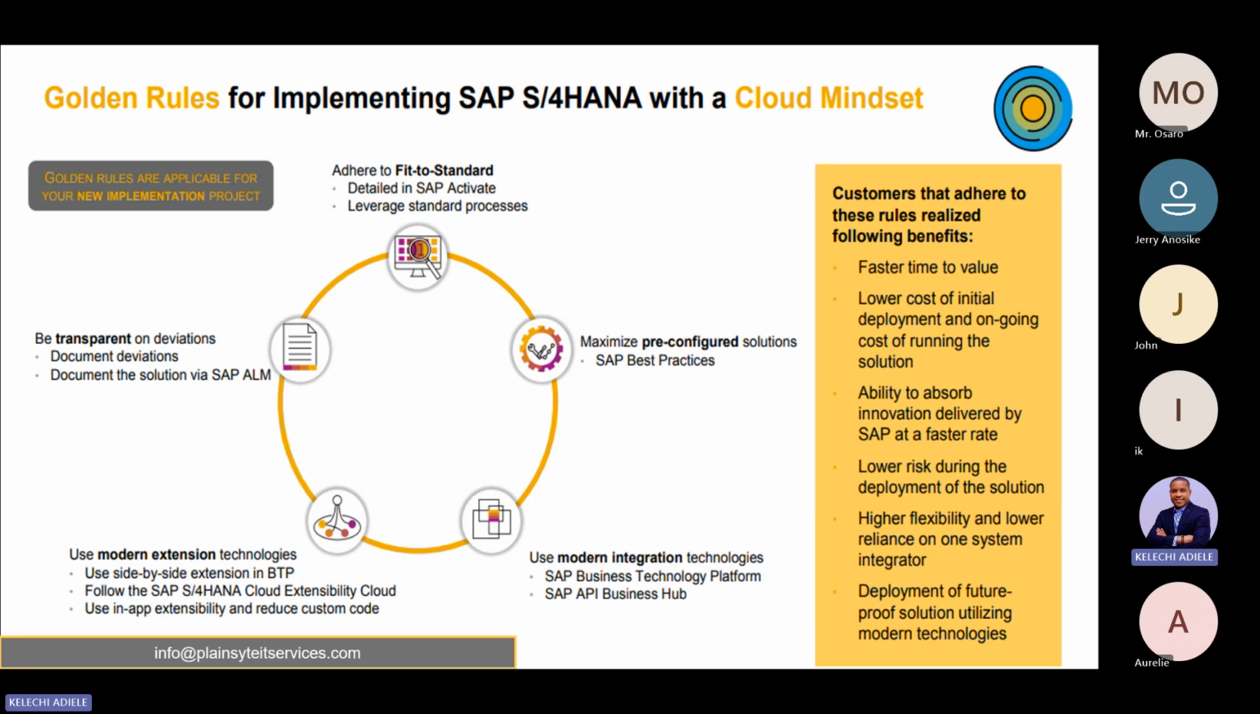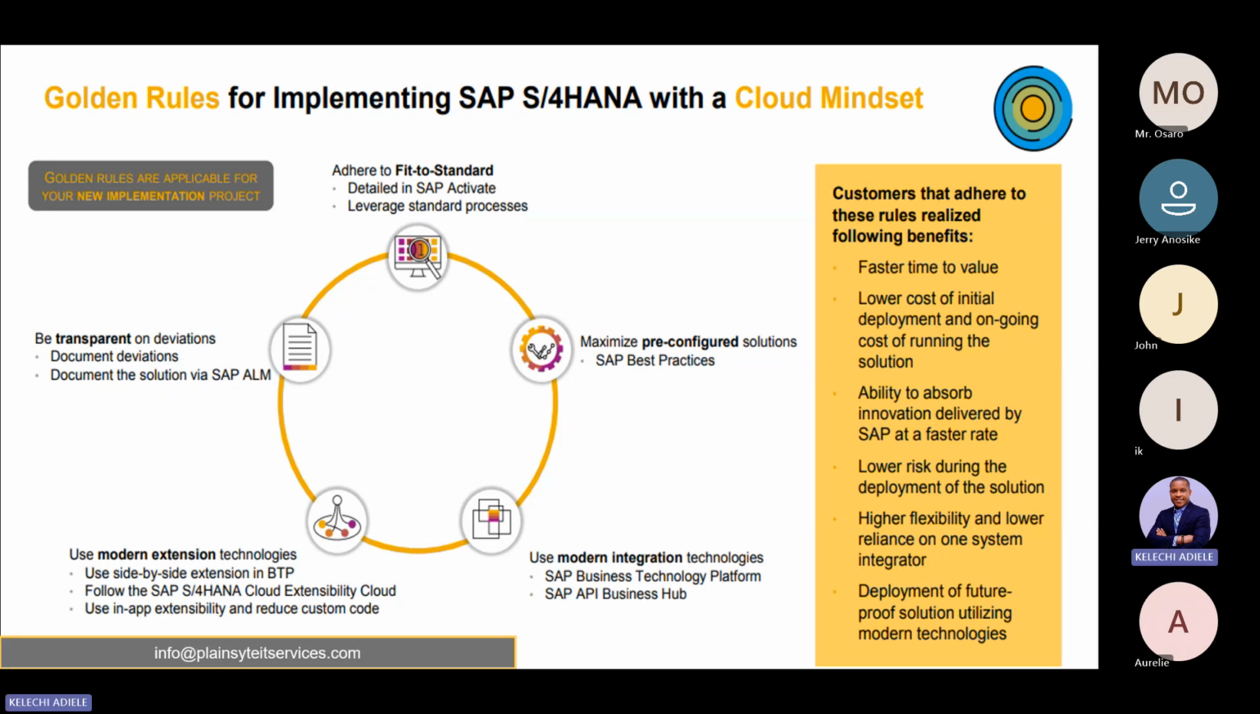Basically, the golden rule says adhere to fit to standard. What it means is you adhere to best practice. Follow the Activate methodology. If you're implementing our project, don't go and bring traditional or agile. Follow the Activate methodology that we have set out, because we feel that we have tested it, we trust it, and we know it will deliver value to you.